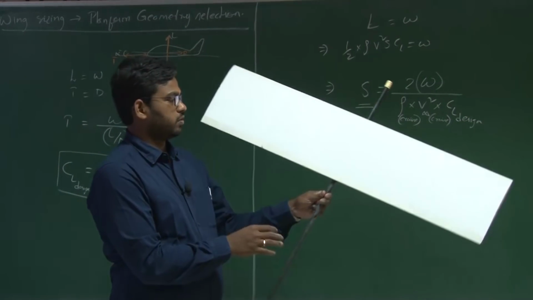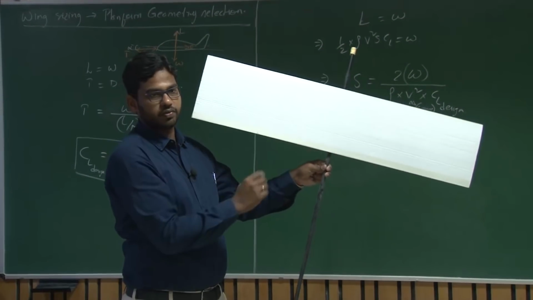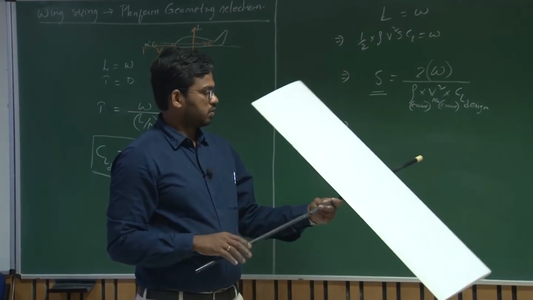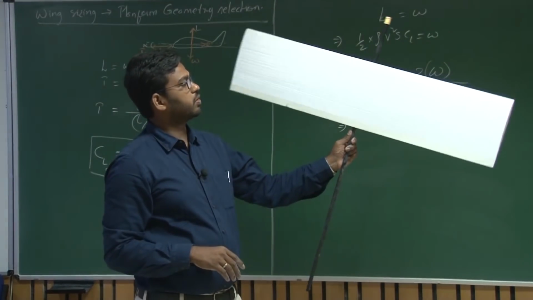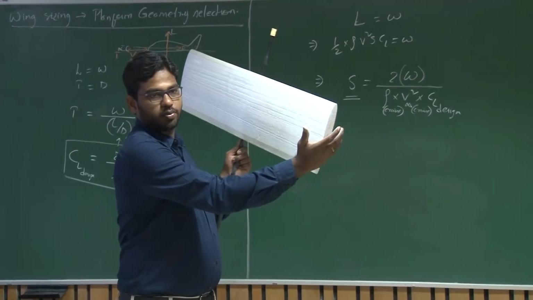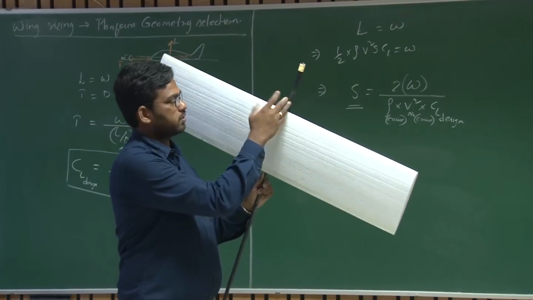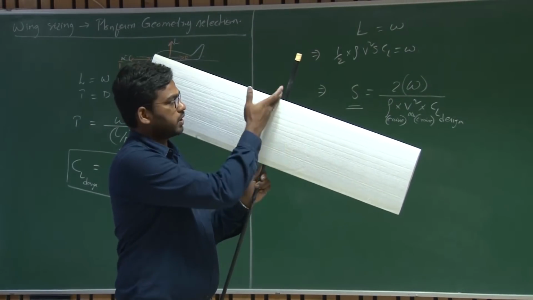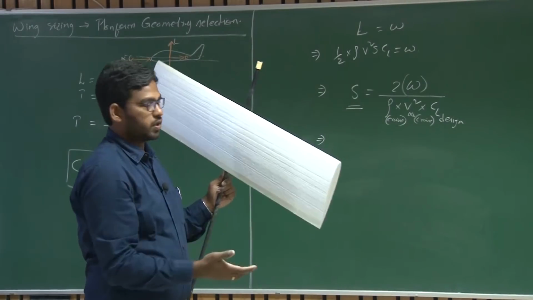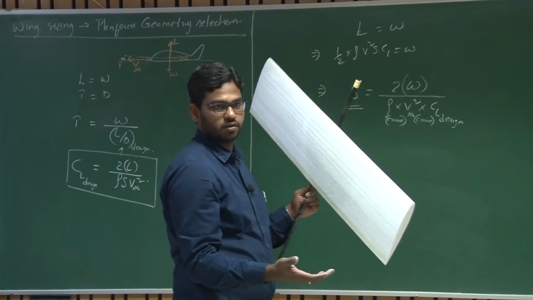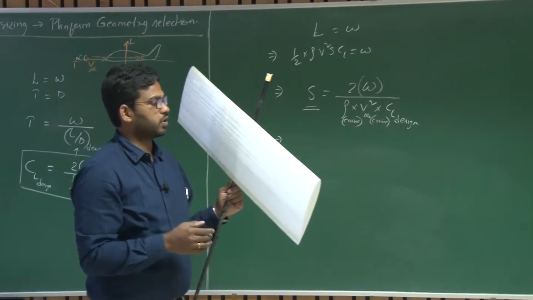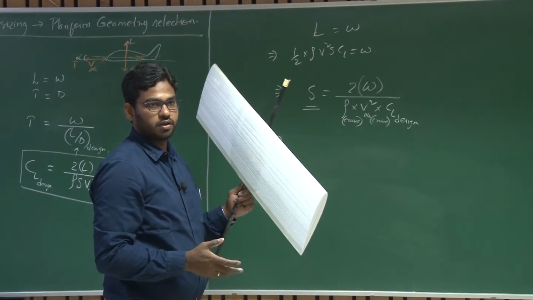For example, we just measured the span and chord of this wing, and we assume that this is a rectangular wing. Why? The chord at each point remains the same, of the same length. Say at the root it is 0.23 meters, and even at the tip it is the same. But if there is a variation in the chord length at root and tip, then we call it a taper wing.